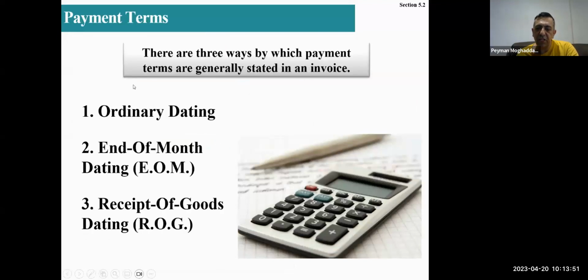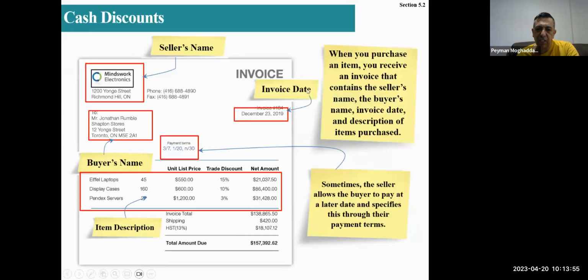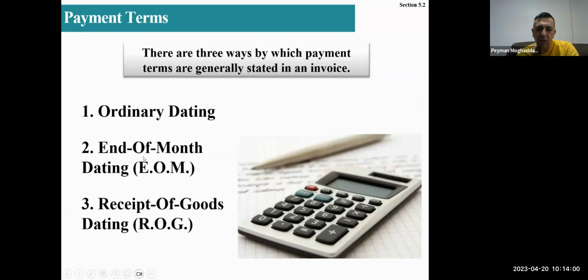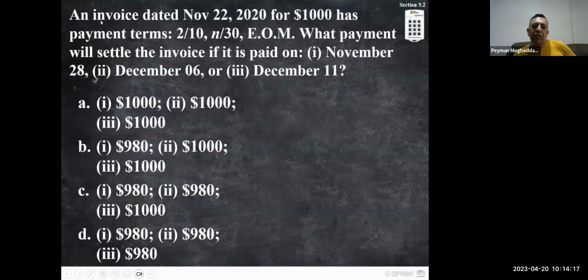Okay, the payment terms are like that, and then there are also 3 ways of dating. We learned ordinary dating, which uses the invoice date, from which we calculate the payment term. Or you have end of the month dating, which is the end of the month in which the invoice is issued. And also receipt of goods dating, which is the date we receive the goods, from which the dating is calculated.